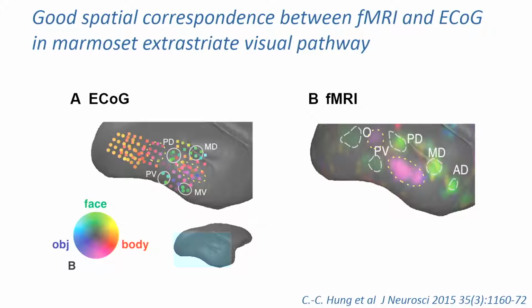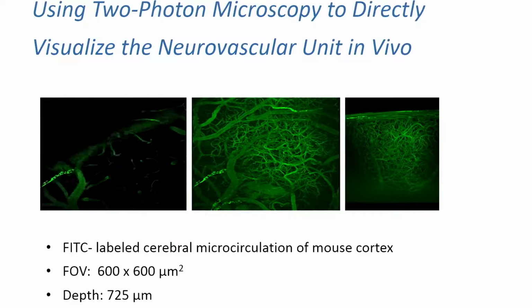And if you compare the clusters that you obtain with ECOG versus the clusters that you obtain with fMRI, they're very analogous. They correspond really, really well. So it shows how good a quality of data you can obtain from these animals.